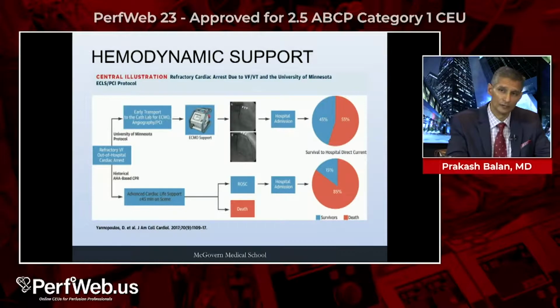Is there data for doing this? Absolutely. This is from a study done by the group at the University of Minnesota, where they took about 145 consecutive out-of-hospital cardiac arrests with refractory VF, put them all on percutaneous ECMO in the cath lab, and then revascularized the coronaries. They saw a survival rate of about 45% with this.